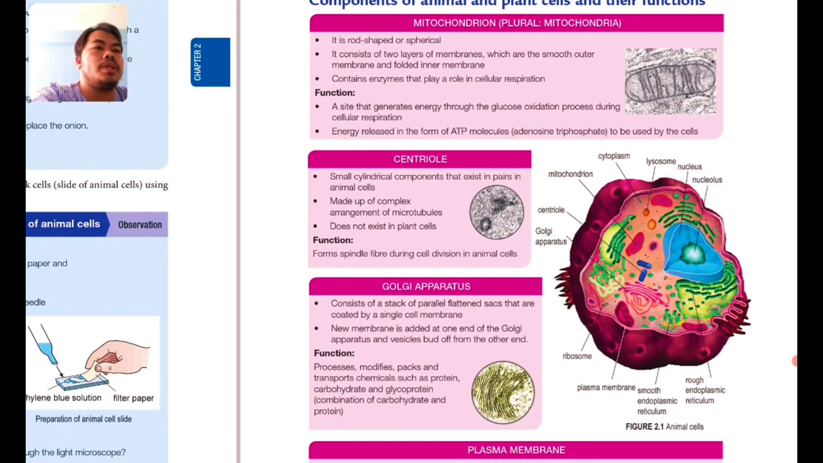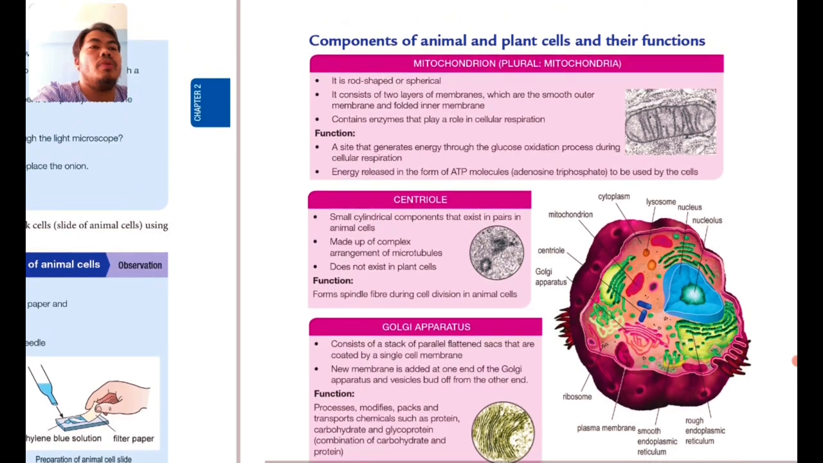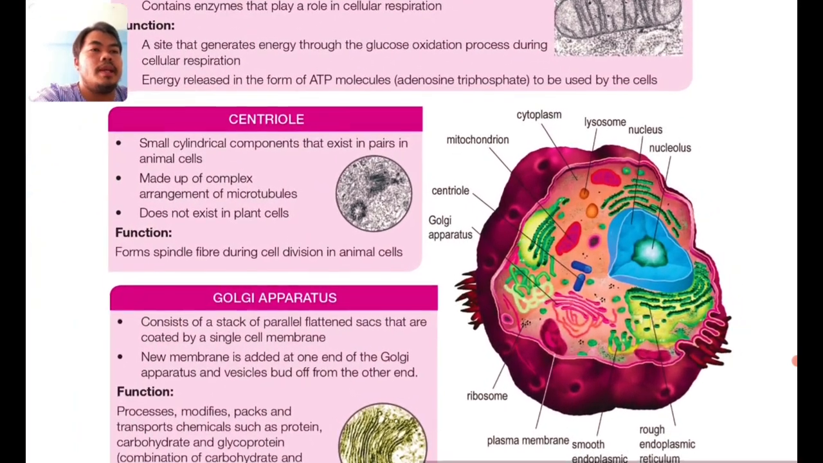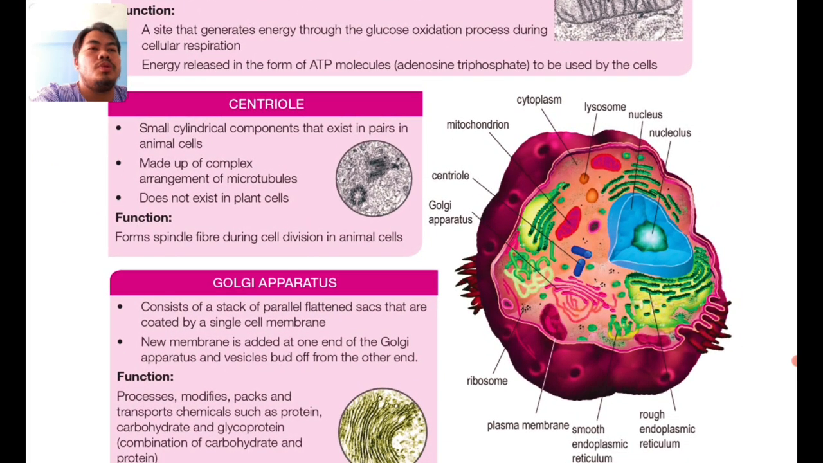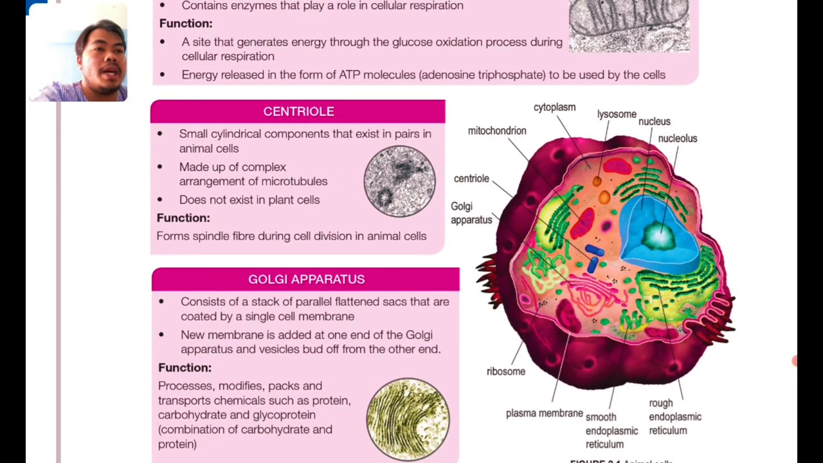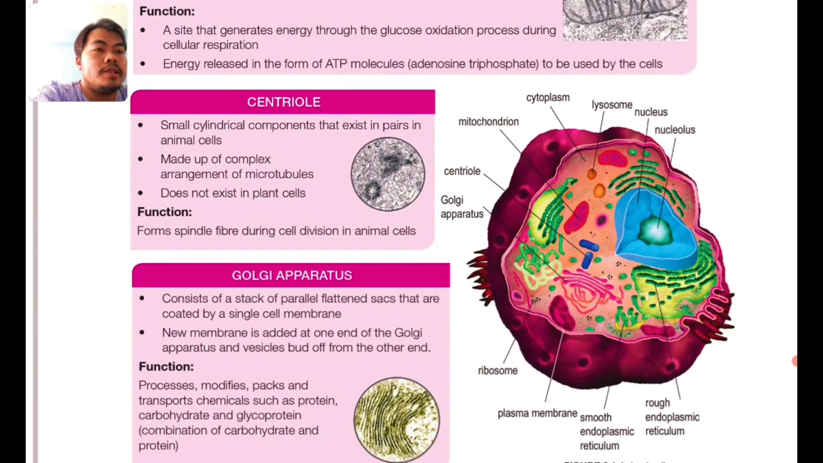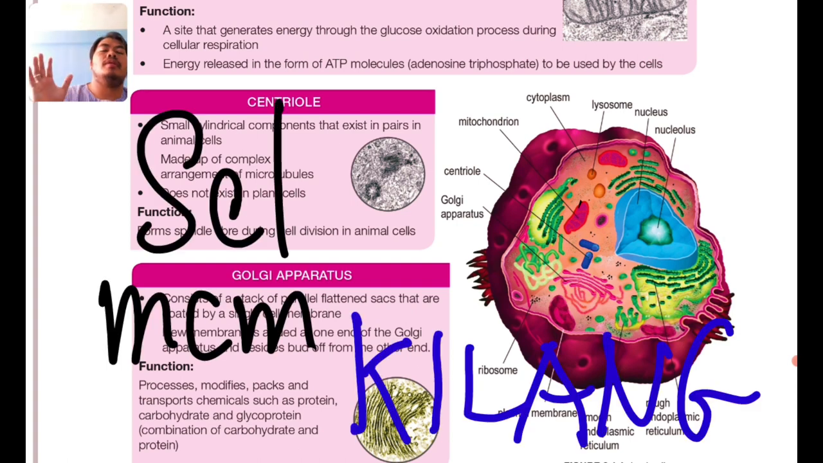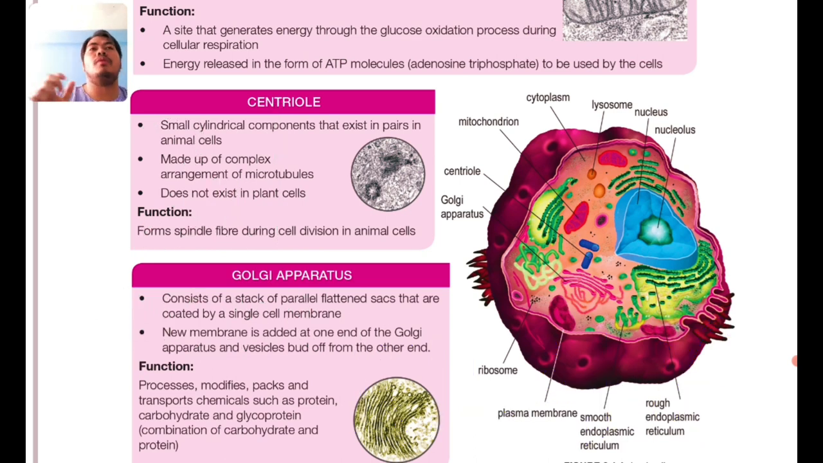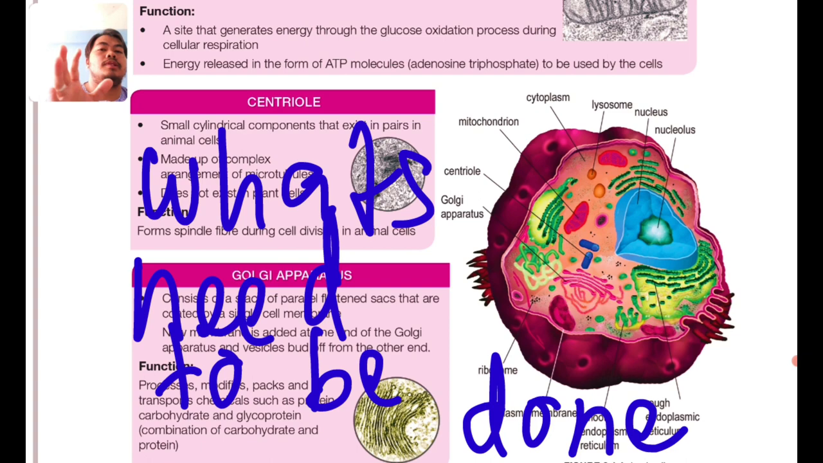So first we are going to take a look at the animal cells. As you can see in figure 2.1, okay, animal cells, we have this structure. Later on I will ask you to do something at the end of this video. But for now, let's learn together. Okay, so a cell is like a factory. If you take a look at the factory organization, we have a boss. The boss will tell everyone what needs to be done, okay? Same goes for the cells.